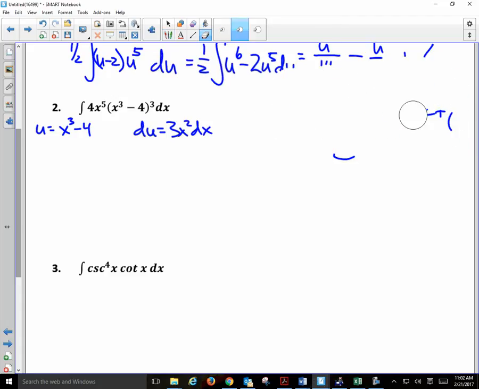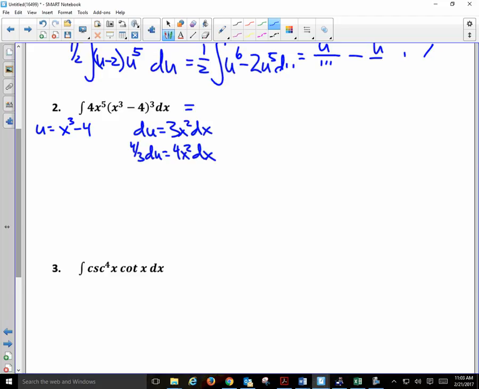So what should I do? Divide by 3 and multiply by 4. So 4/3 du is equal to 4x squared dx. So if I divide by 3 and I multiply by 4, I get 4/3 du. And that's what we're going to see right here.